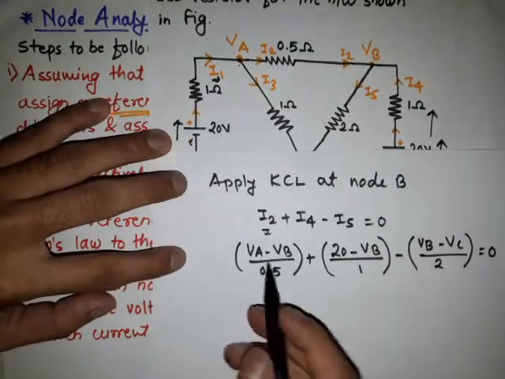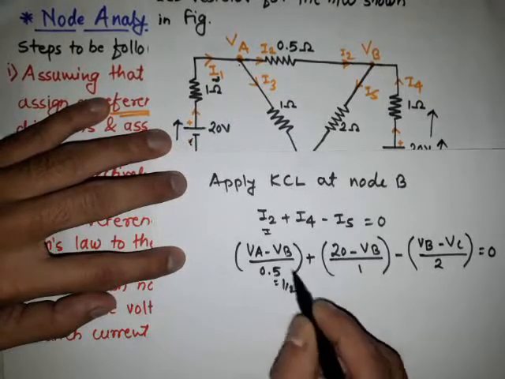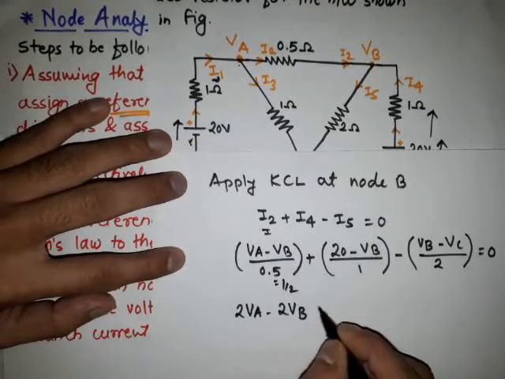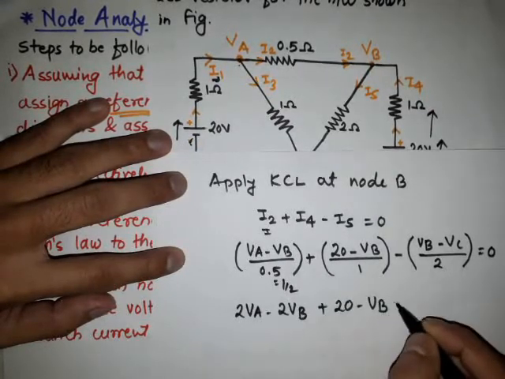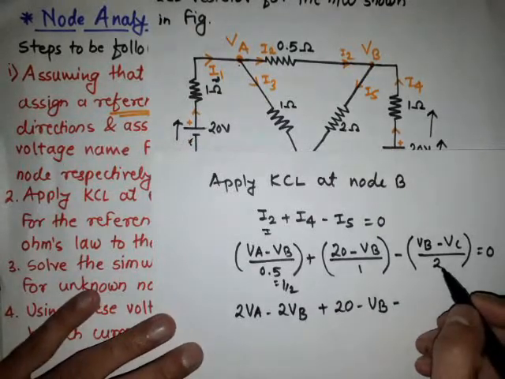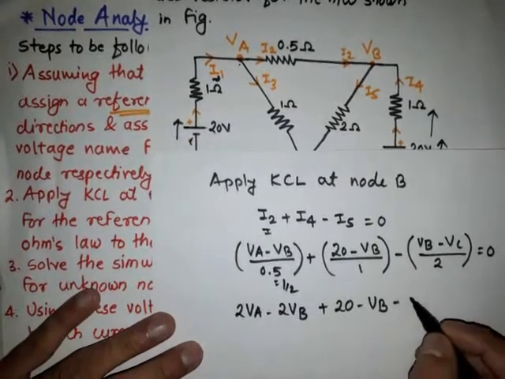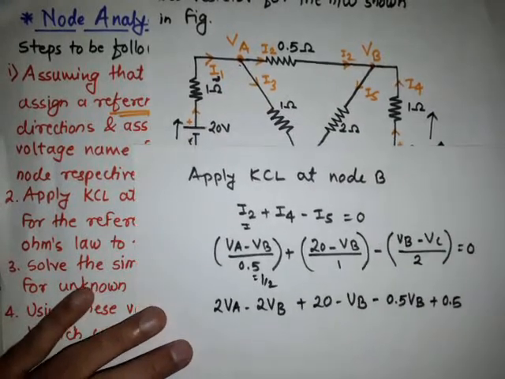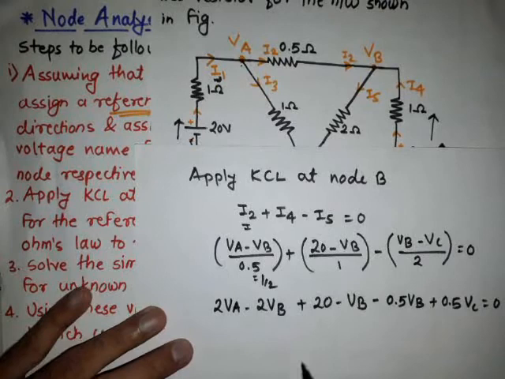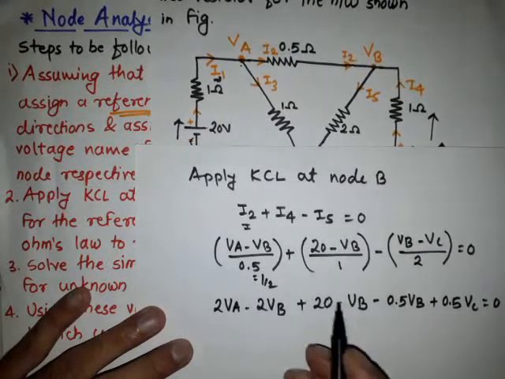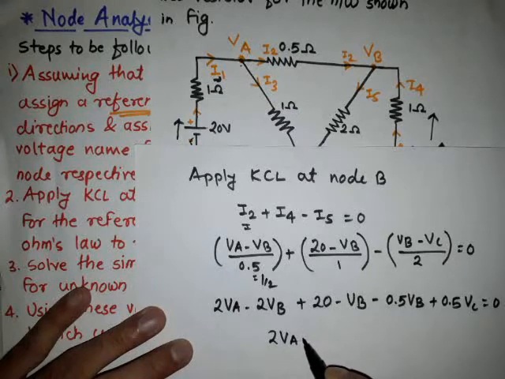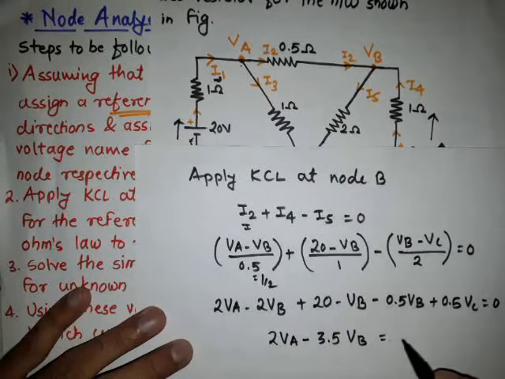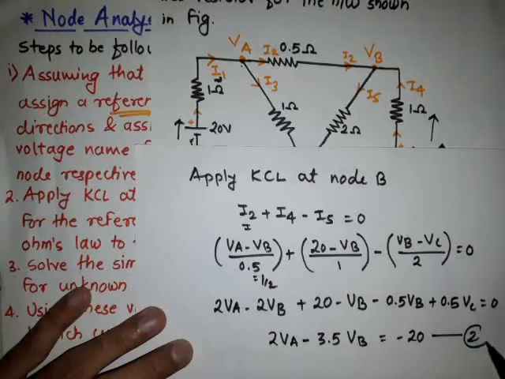And by solving this equation, 0.5 is nothing but 1 by 2, so 2 will be multiplied at the numerator. So it is 2 VA minus 2 VB plus 20 minus VB minus 0.5 VB plus 0.5 VC, which is equal to 0. After simplifying this equation we get 2 VA minus 3.5 VB equal to minus 20. Suppose this is the second equation.